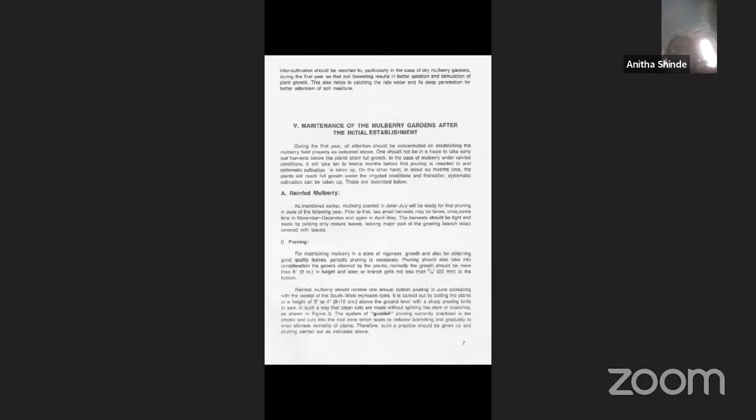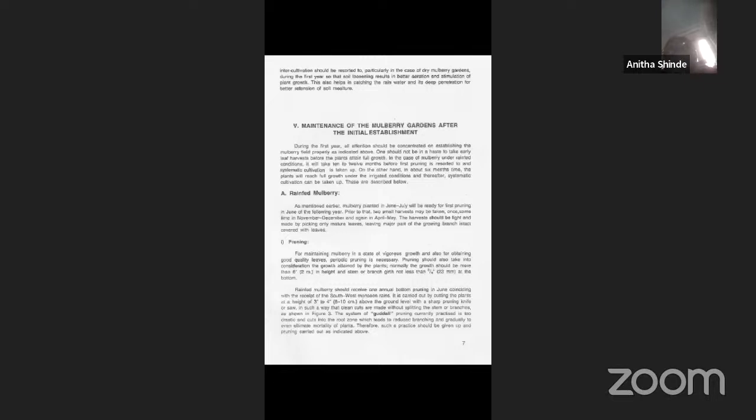Then the next is maintenance of the mulberry gardens after the initial establishment. When you have started your mulberry cultivation and you are at the initial establishment, how to maintain these mulberry gardens is very, very important. During the first year, all attention has to be concentrated on establishing the mulberry. One should not be in haste to take an early leaf harvest. You should not cut off the mulberry leaves before the plants attain full growth.